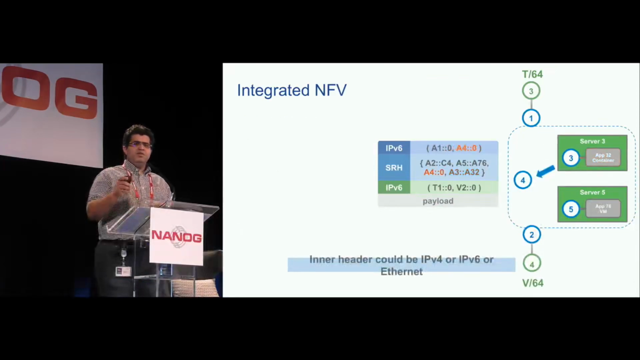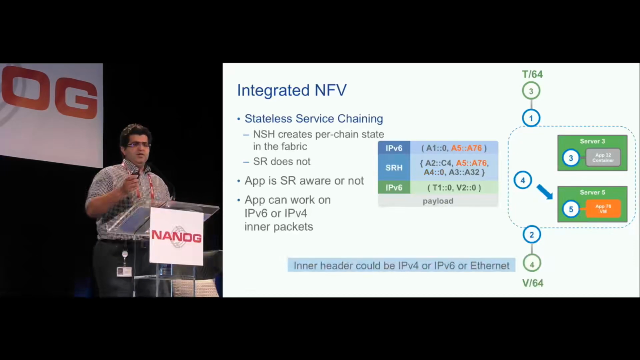Now, once node 3 has done its thing, node 3 will copy over A4::0 into the destination address. This particular node is pre-computed again for the low latency path, and the packet is sent over the IPv6 network. Once the packet reaches node 4, node 4 does its normal function, which is the end function, and then copies over the next destination address, A5::A76, into the destination address. And once this is done, the packet is shipped out to node 5.